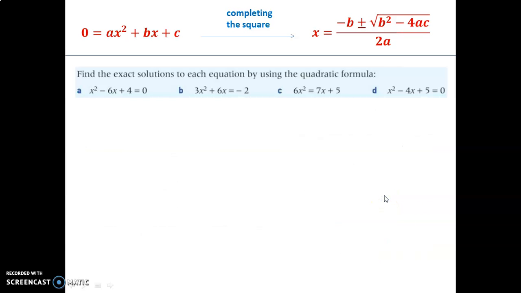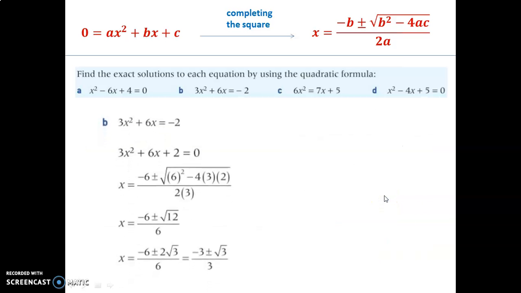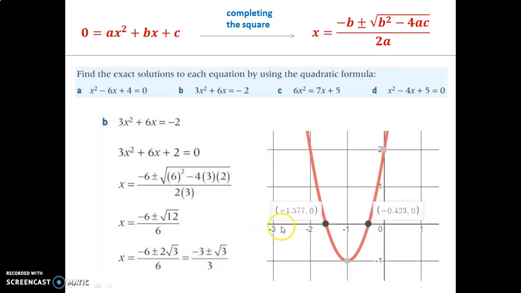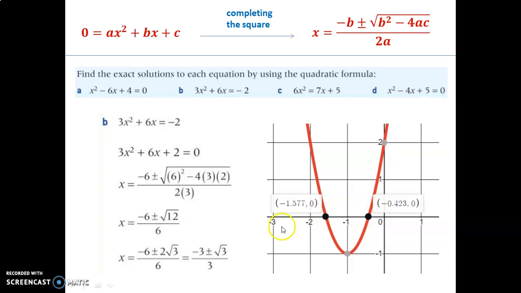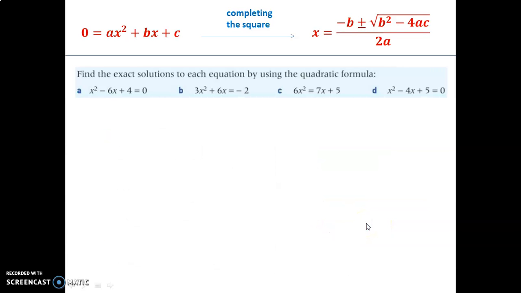Okay, try B. Check your work for B. Using quadratic formula, we get these 2 answers. Again, graphing that, there's the 2 solutions. If this was simplified into decimal form, it would be exactly those 2 answers right there. They are our x-intercepts. Try C.